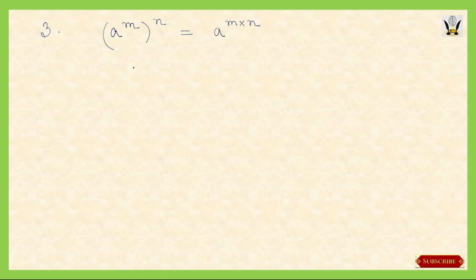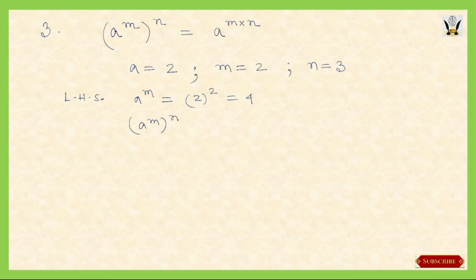Again we will take the same base, so a will be equal to 2. Again if we take the value of m as 2 and value of n as 3. Now the left hand side says that first we will take a to the power m. A to the power m means what? A is 2, m is 2, so it will be 4. Then whatever result we get, we will take the nth power of that result. That means here it will be 4 to the power n, where the value is 3.